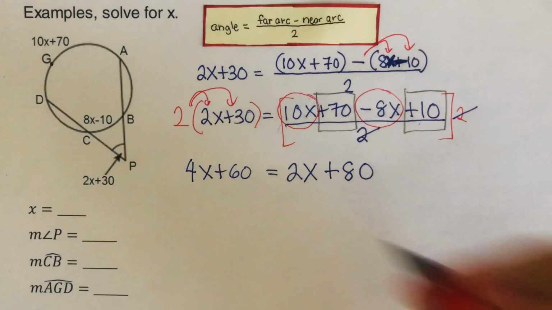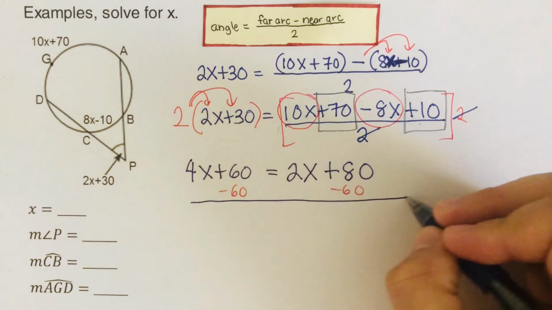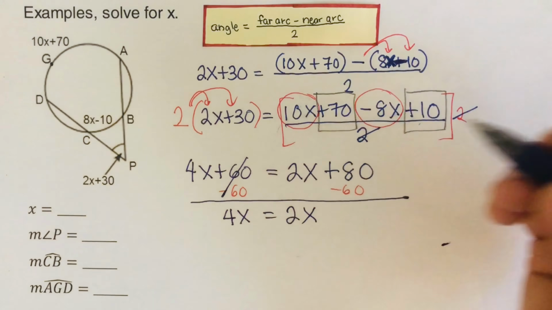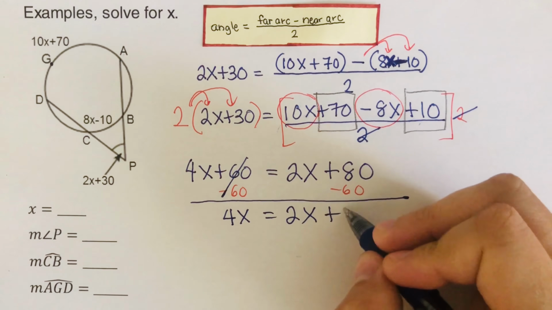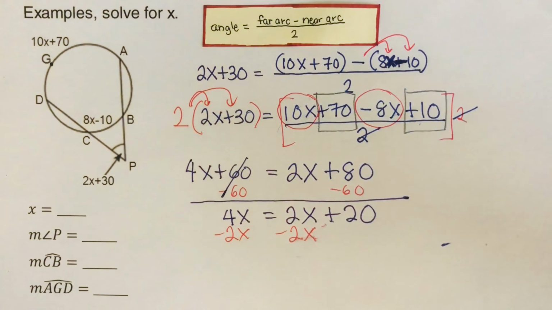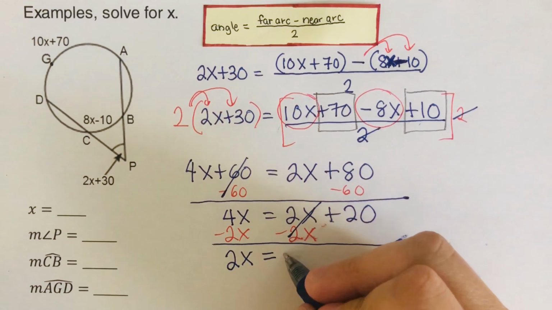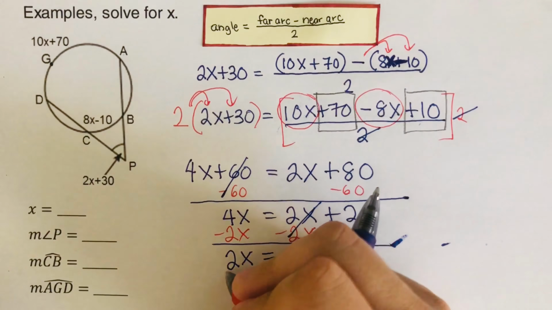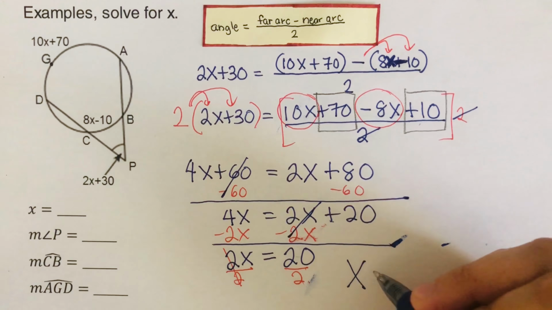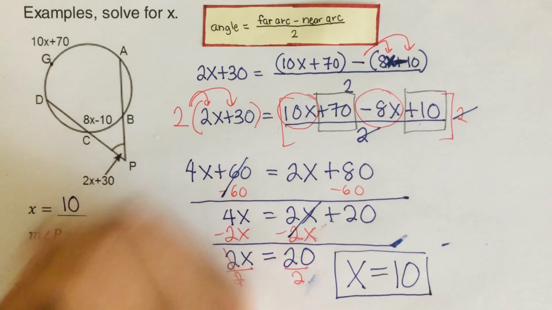And so we subtract 60 from both sides. We want the x by itself. So that's 4x is equal to 2x plus 20. So I subtract 2x from both sides because I want x by itself. So then this would come out 2x is equal to 20. And so I divide both sides by 2 because I want x by itself. So then the x that we have here is 10. So our x is 10. So I can put 10 over here.